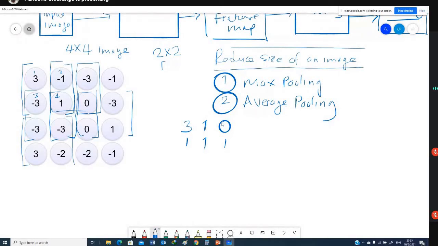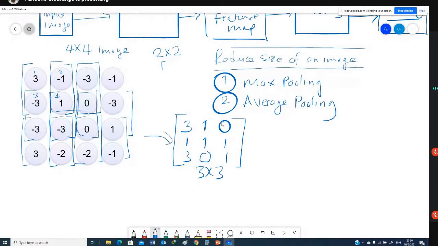Since we're going stride by stride, minus 3, minus 3, 3, minus 2, what do we get? 3. Then we move to the next one. Minus 3, 0, minus 2, we get 0. Then we move to the next one, one stride at a time. 0, 1, minus 2, minus 1, we get 1. So this is now our resulting image. We had a 4 by 4, it's been reduced to a 3 by 3. So this is equivalent to compression as well. That's what pooling does. This is what we call max pooling.